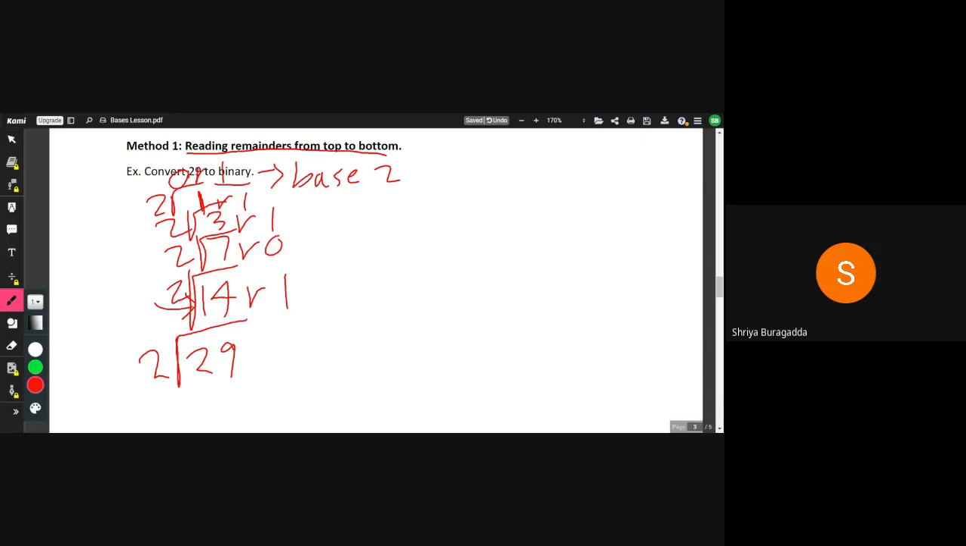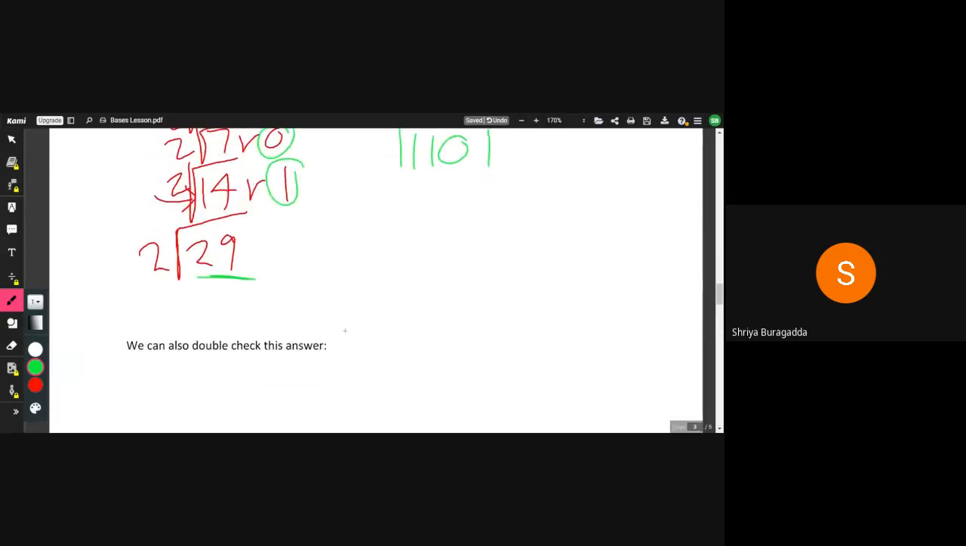I know that's a little bit hard to read, but now we're going to read the remainders from top to bottom. So 1, 1, 1, 0, 1. So that's your binary version of that number. Again, this is easier to do when the numbers you're converting are smaller.